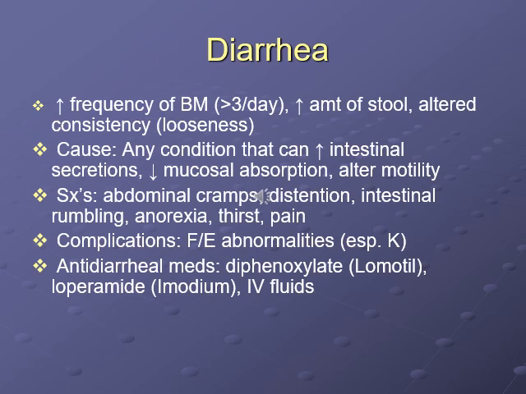Some get cramping and distension and not feeling well, and some don't really have that, but just have the urgency and more volume and consistency change. Complications, of course, would be fluid and electrolyte abnormalities, in particular watching for hypokalemia. We lose a lot of potassium via GI losses, so we watch for cardiac dysrhythmias. And with hypokalemia, we'd be watching for that inverted T wave or the U wave if they had a telemetry monitor on.